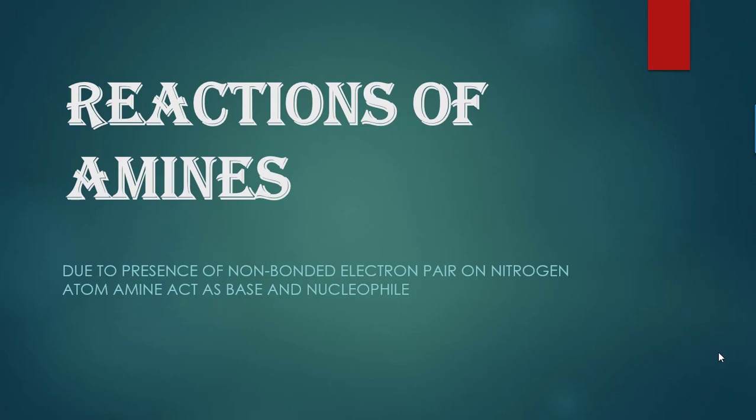Today we learn about reactions of amines. Amines, like ammonia, have a non-bonded electron pair on the nitrogen atom. Because of this non-bonded electron pair on the nitrogen atom, amines act as a base or as a nucleophile. So in most of the reactions we are going to consider, amines act either as a base or as a nucleophile.